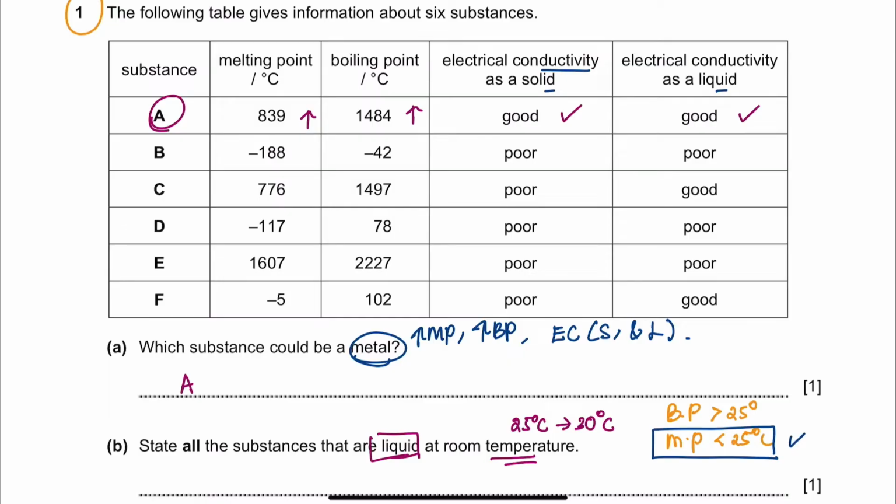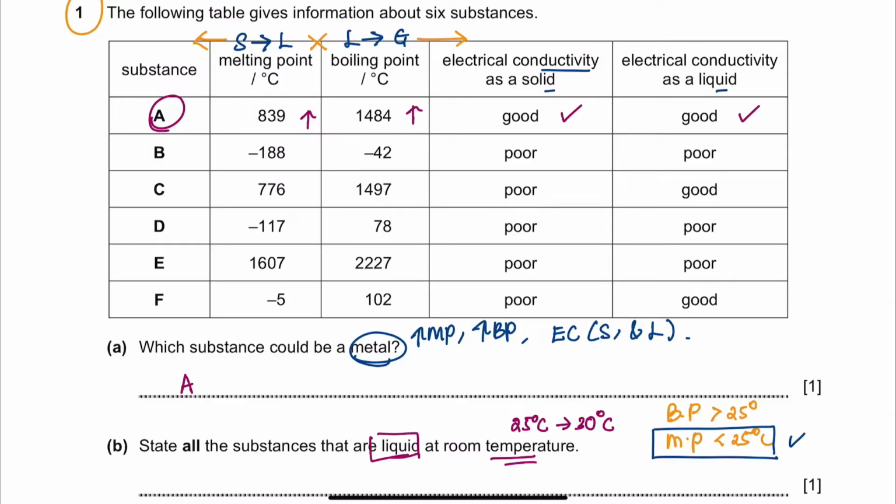If you're not sure how to refer to this table using the information given, what you could do is you could see over here that the melting point means solid has converted into liquid and boiling point means liquid has converted into gas. This means that anything below this temperature is a solid, anything in between is a liquid, and anything above this temperature is a gas.